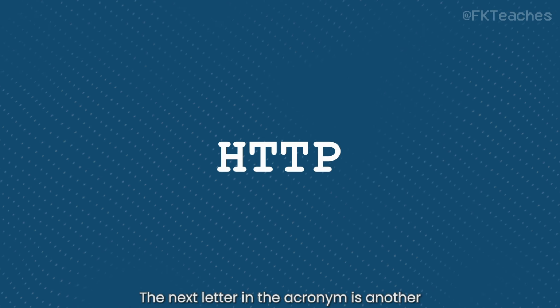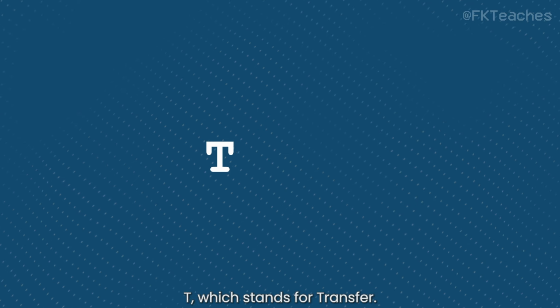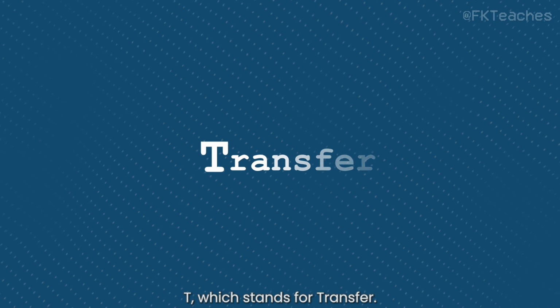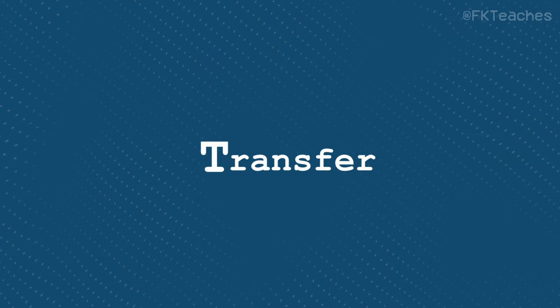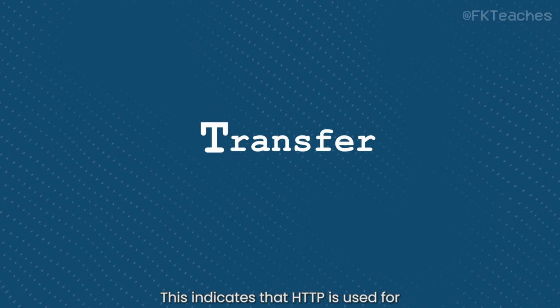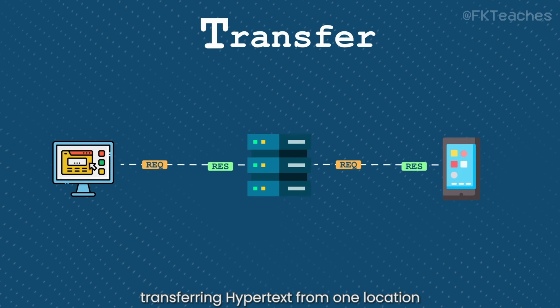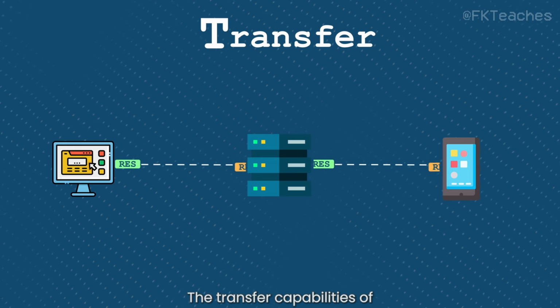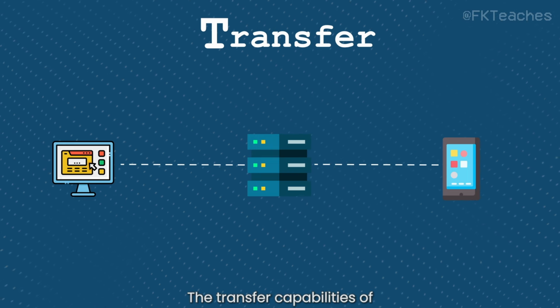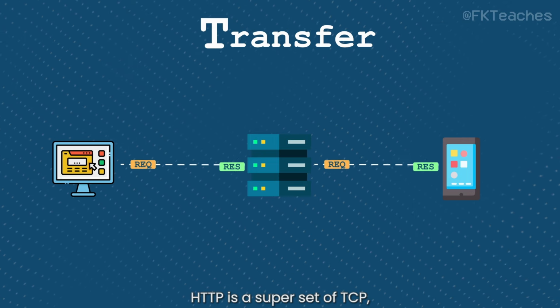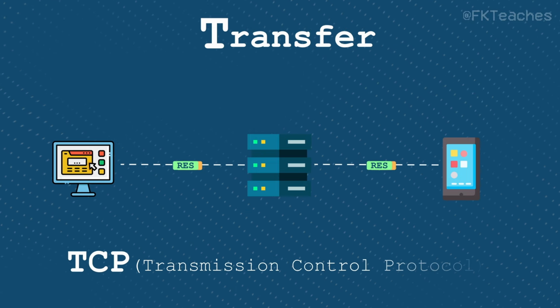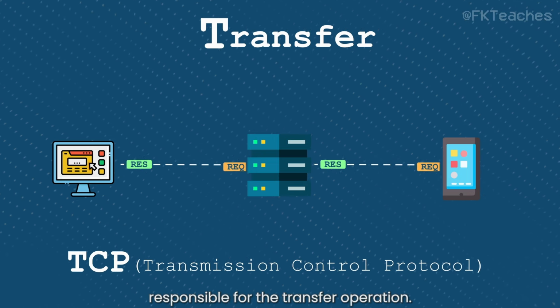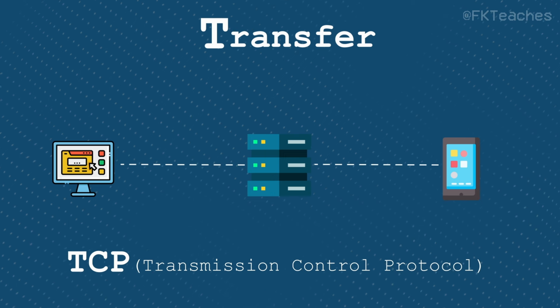The next letter in the acronym is another T, which stands for transfer. This indicates that HTTP is used for transferring hypertext from one location to another on the web. The transfer capabilities of HTTP is a superset of TCP, which is actually responsible for the transfer operation.